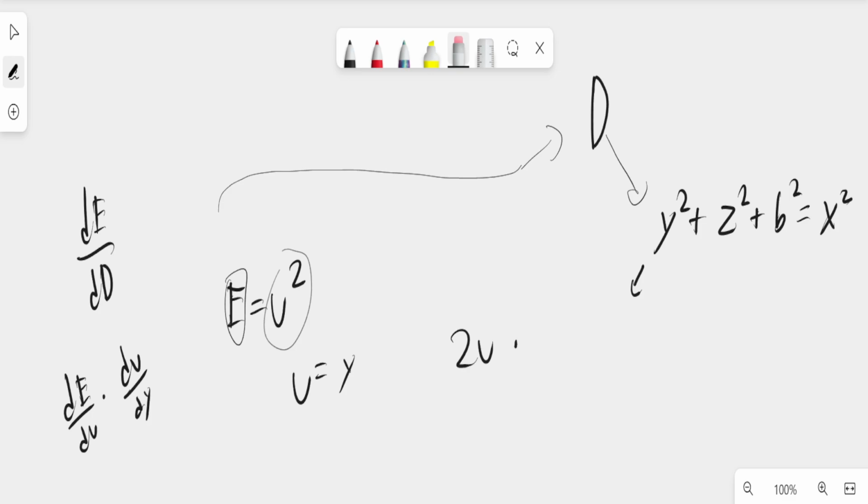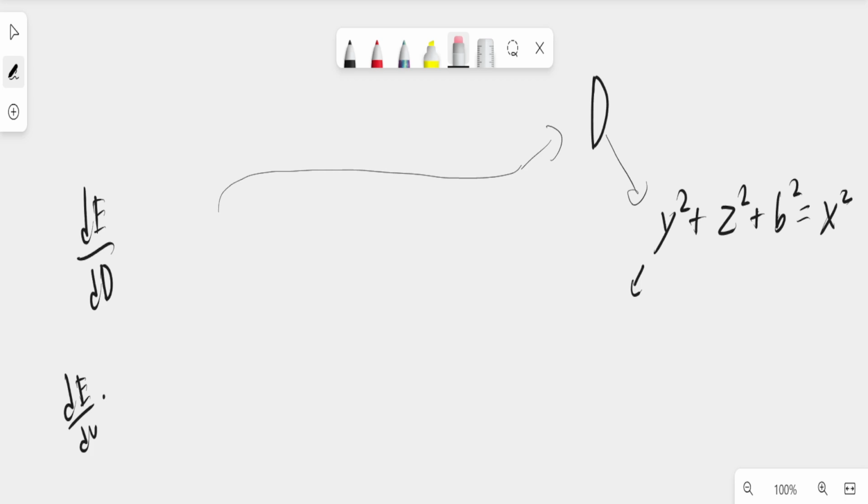Well, let me backtrack. I think I'm getting a little lost here. dE divided by du is 2u, right? dE divided by du is 2u. Yeah, it is.